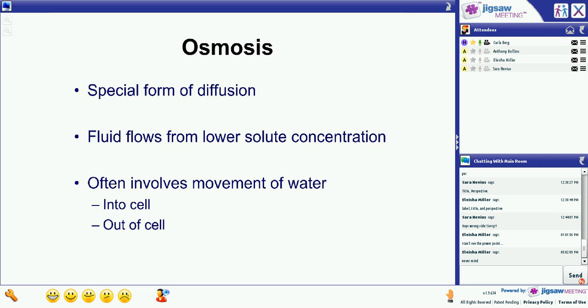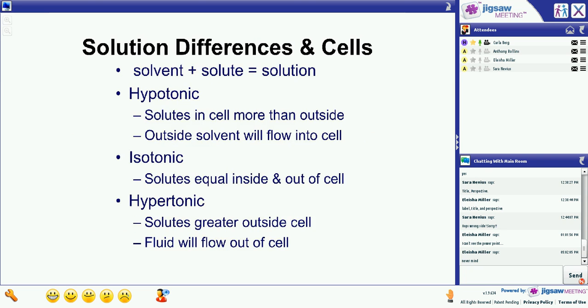This often involves the movement of water, either into or out of the cell. And there's a couple of different ways that solutions can be categorized. They can be hypotonic. In a hypotonic cell, you have solutes in the cell more, or a higher concentration, than on the outside of the cell. So the outside solvent flows into the cell.